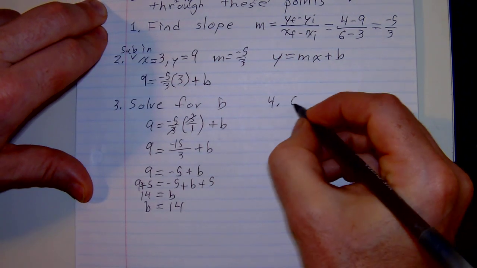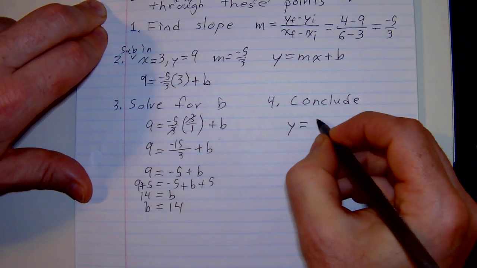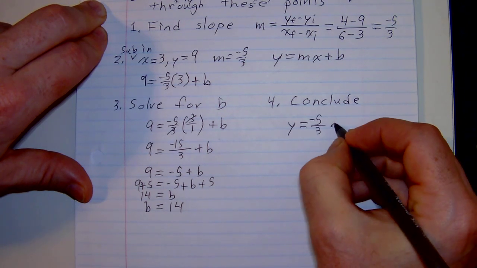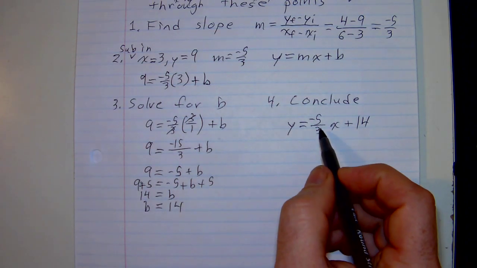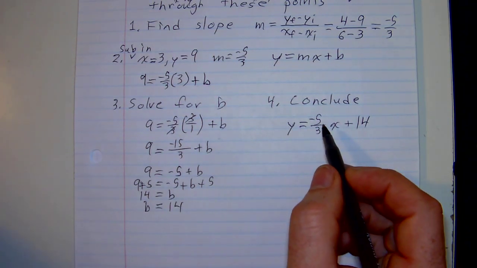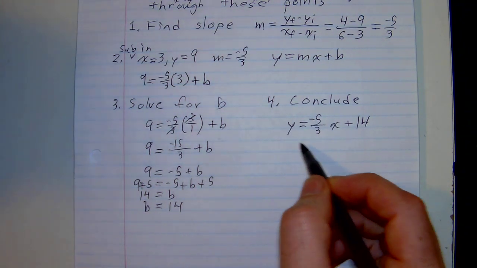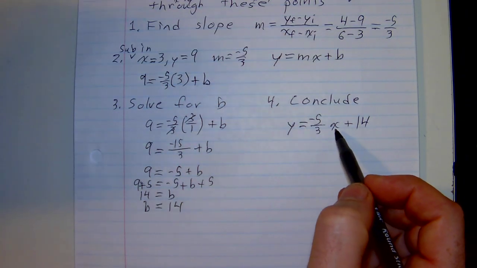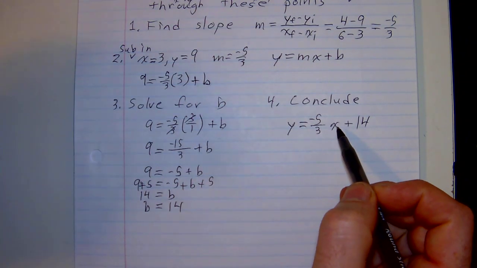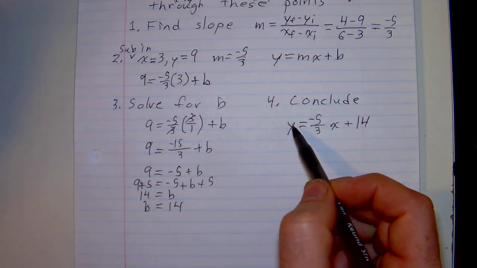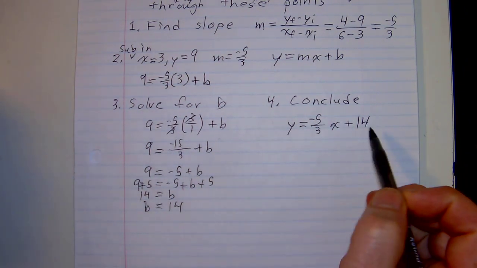And then step 4 is to conclude. And in this case, that just means writing the equation y equals negative 5/3 x plus 14. And so you might ask, well, why do we put in the values for m and b, but not for x and y? Well, x and y are different for every point on the line. This equation is relating a specific x value to its y value for each point on the line. So if you put in any x value, you get the y value that makes that point be on this line. That's why this equation exists.